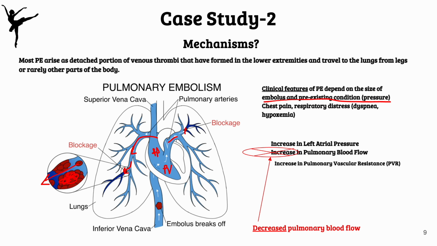But if it's larger in size, large enough that it cannot be cleared, that's what leads to embolus. And in the clinic, it will be presented as chest pain, respiratory distress, and hypoxemia, which is when there's not enough exchange of gases going on. Therefore, your arterial PO2 is going to be lower, and that's the hypoxemia condition.